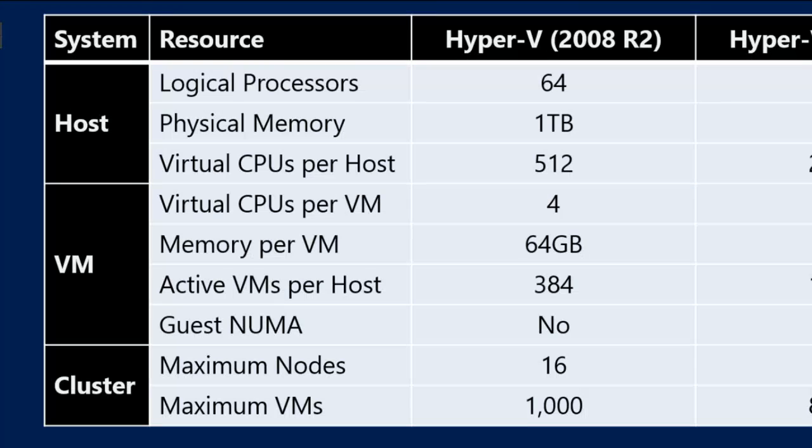But physical memory was more than enough. Virtual procs per host, that was all fine. Where we started to encounter a couple of challenges, particularly when people had slightly bigger workloads, was around virtual procs per VM. I need a workload to scale up, and it needs to go past the 4 virtual procs that Hyper-V could provide.